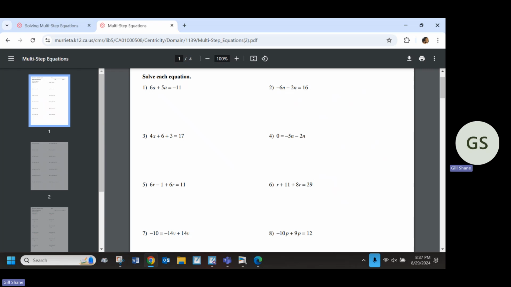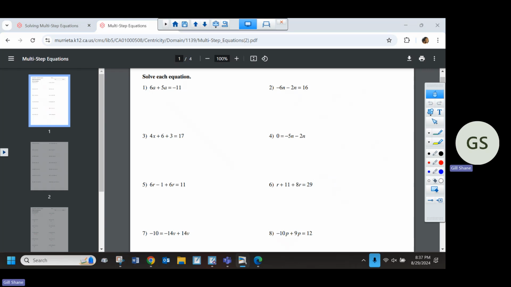Let's see. You can see that okay. I'm not going to zoom in. Oops, shoot. How do I? There we go. Hopefully this works.